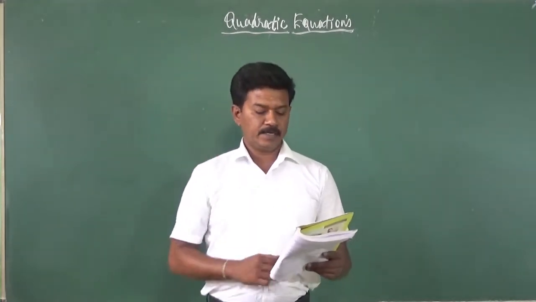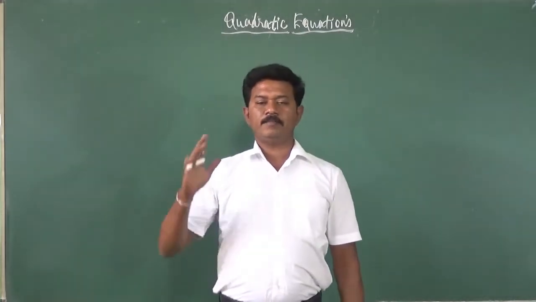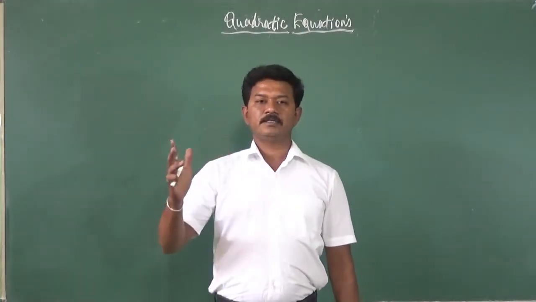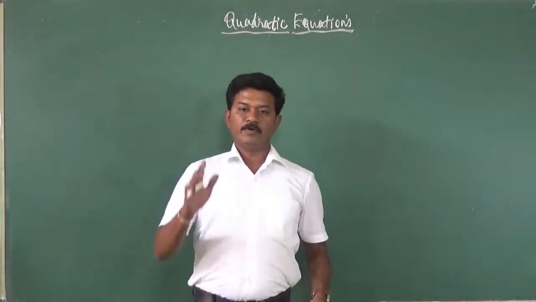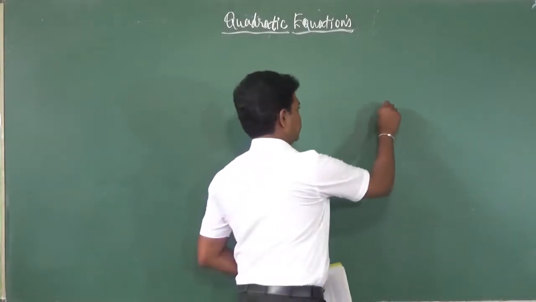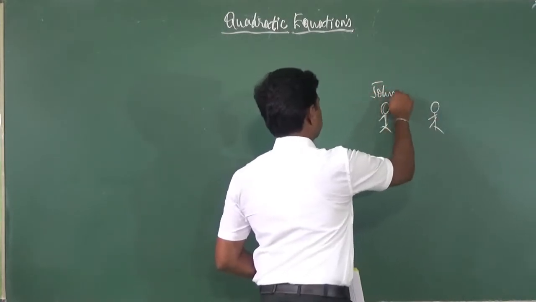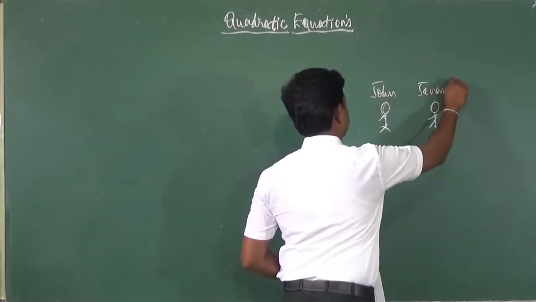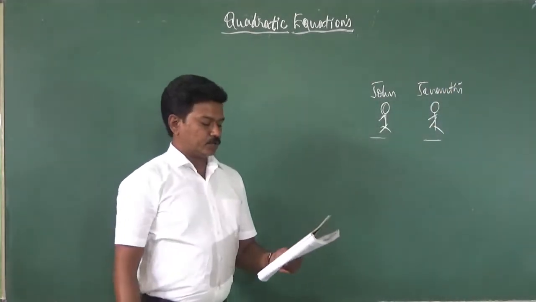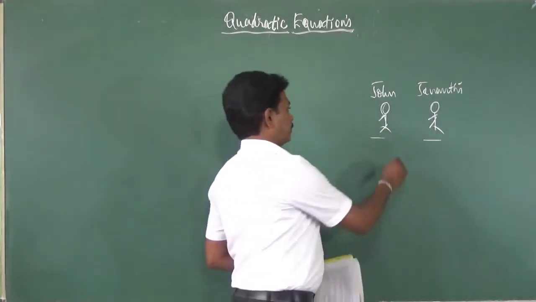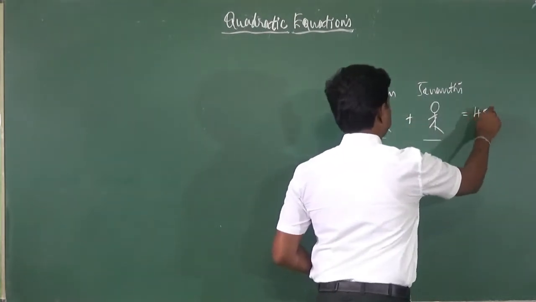John and Jeevanti together have 45 marbles. Just listen very carefully, imagine the things. When you go on imagining the things, you will reach the solution very easily. John and Jeevanti together have 45 marbles. So this is John and this is Jeevanti. Two characters are given here. So the number of marbles with John plus the number of marbles with Jeevanti is equal to 45 marbles.